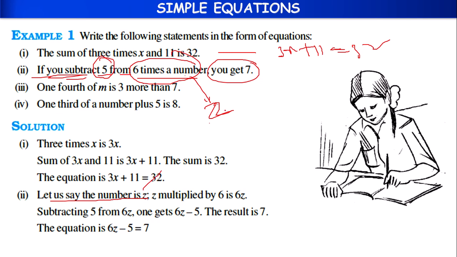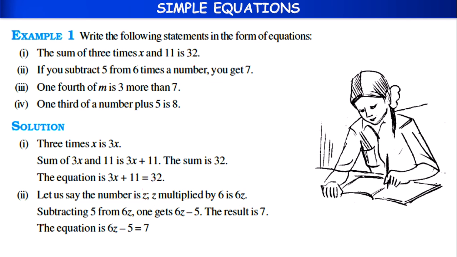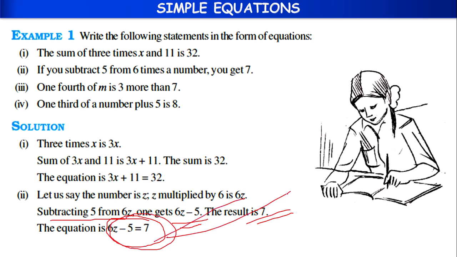6 times z means z multiplied by 6, which is equal to 6z. If 5 is subtracted from 6 times a number, that means 5 is subtracted from 6z, and you will get 7. Then the difference will be equal to 7. So subtracting 5 from 6z means 6z minus 5. The result is 7. So the equation is 6z minus 5 equals 7.